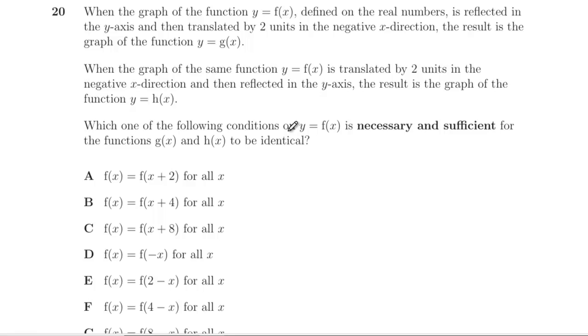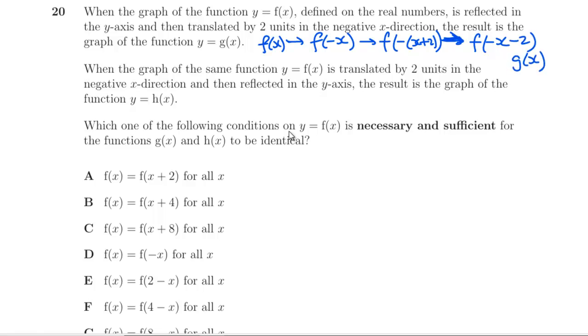When the graph of the function y equals f of x, defined on the real numbers, is reflected in the y-axis, then translated 2 units in the negative x direction, the result is g of x. Right, so we're starting at f of x, then reflecting in the y-axis. So that's going to f of minus x. Then we're translating 2 units in the negative x direction. So we want to change x for x plus 2. So that's going to be f of minus x plus 2, so that is f of minus x minus 2. Okay, so that is g of x.